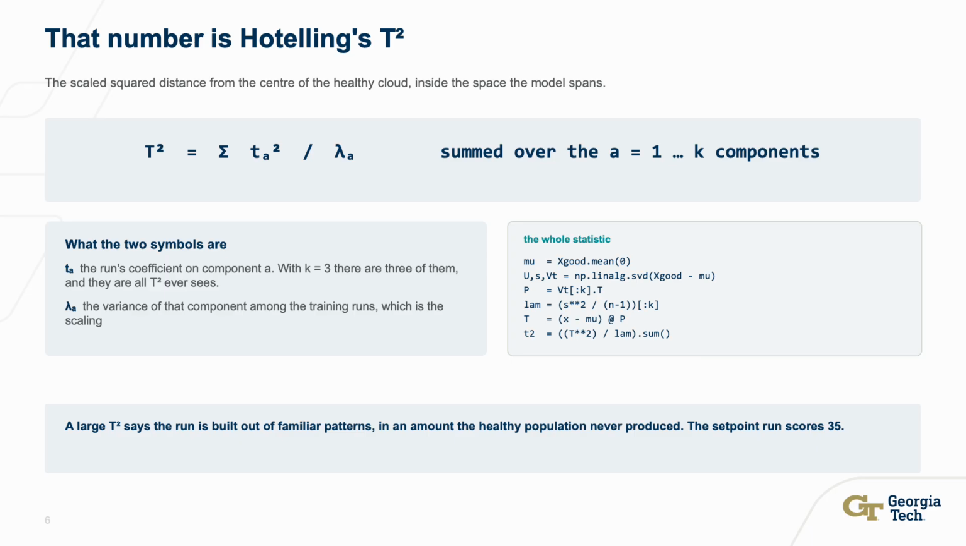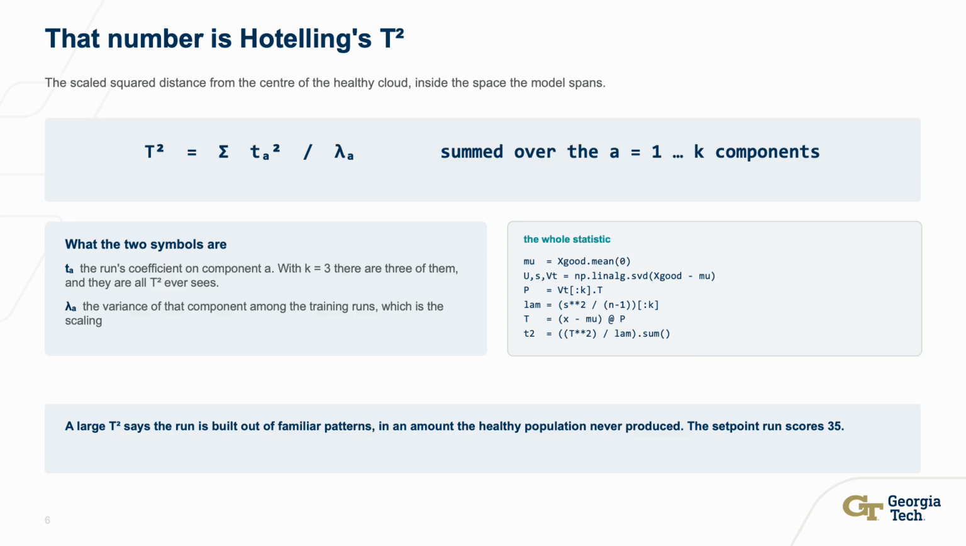If you have seen T squared written down before and found the lambda mysterious, this is all it is: the amount healthy runs normally vary in that direction. The code is 6 lines and you have seen 5 of them already. Compute the mean, take the SVD, keep the first K loadings, record the variance, project and sum the scaled squares.